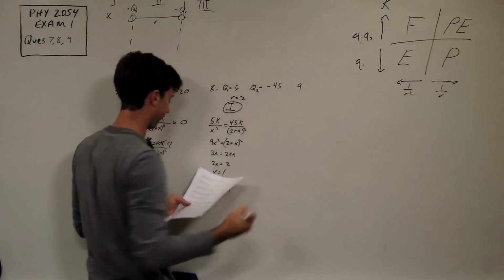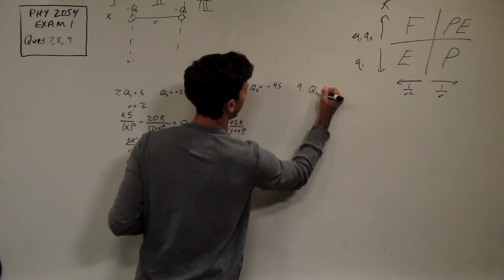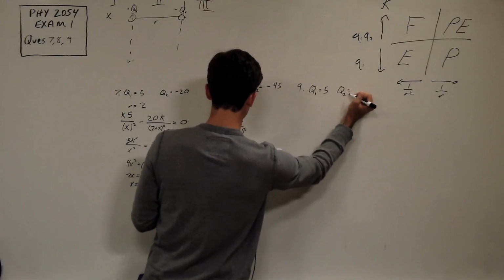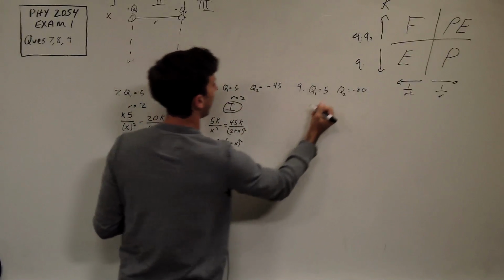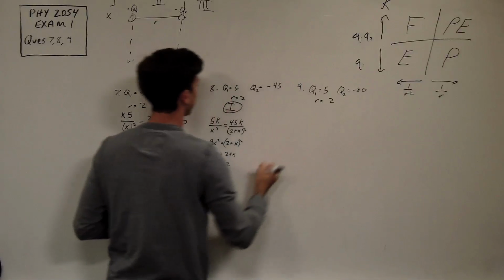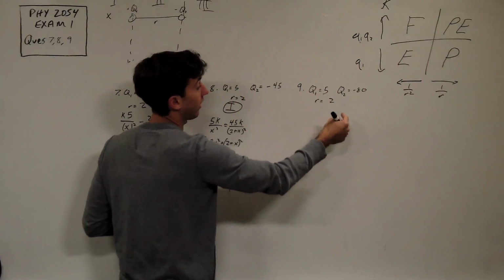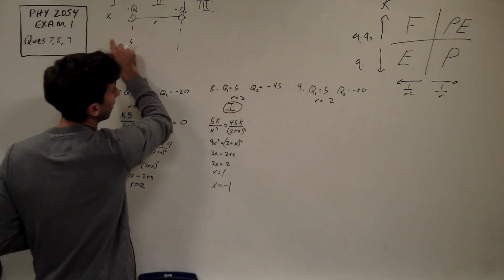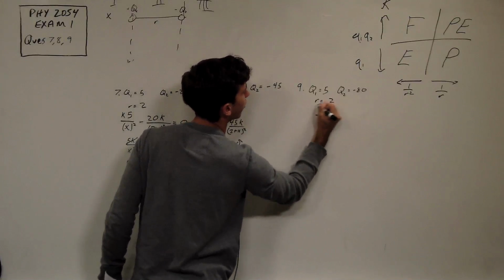Now problem 9. You've got Q1 equals 5, Q2 equals minus 80. That's big. And R is equal to 2 once again. Great. So the absolute value of Q1 is less than that of Q2, so it will lie in region 1. Okay, so far so good.